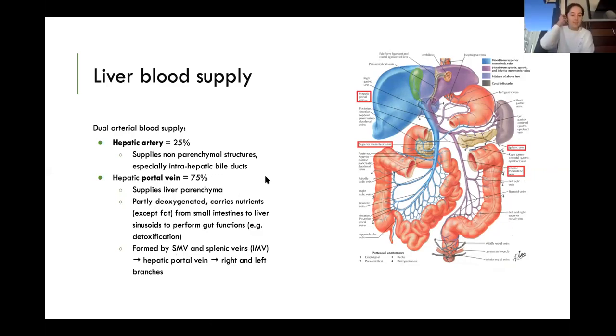Oh, no worries. Hello. And then the remaining 25% is your hepatic artery. So that's just kind of supplying the bile ducts.